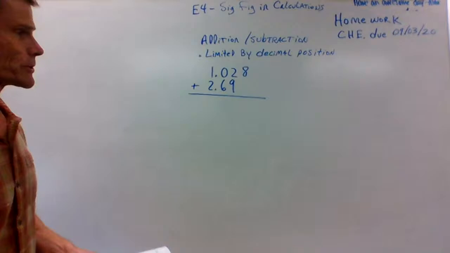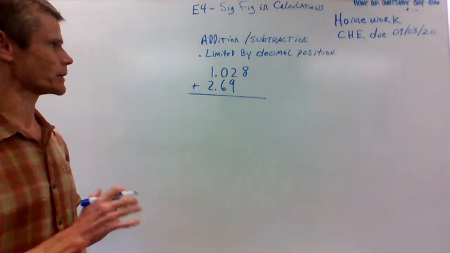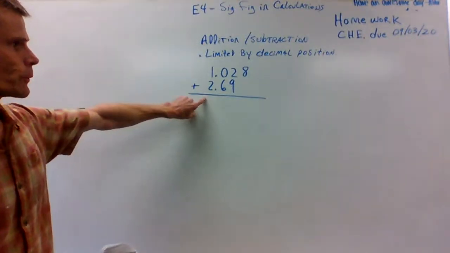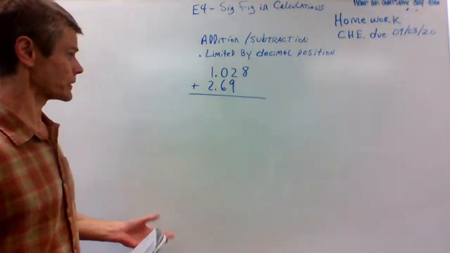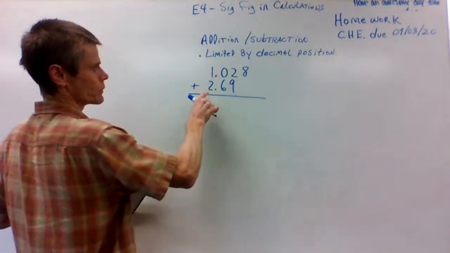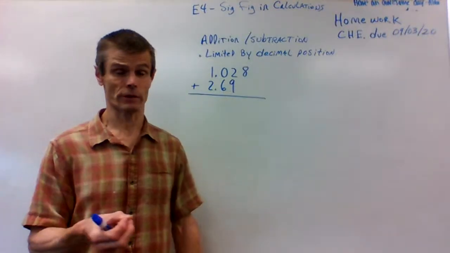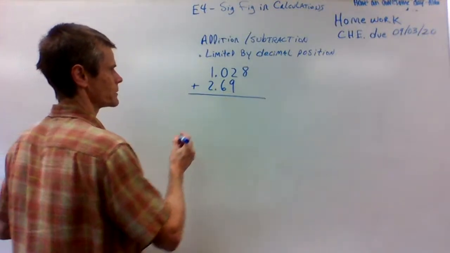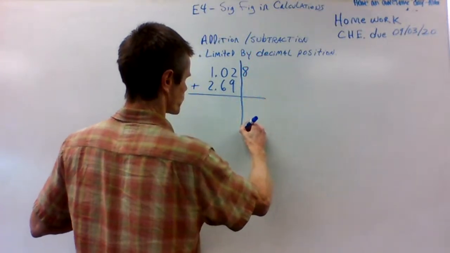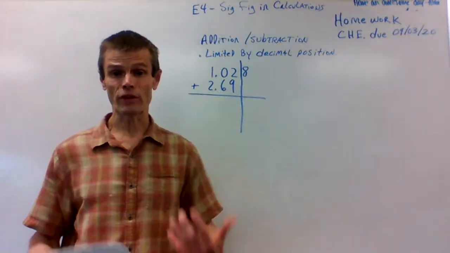Now, when we're adding these two numbers up, most people are just going to put them in their calculator. But I like to write them out and understand a little bit about what we mean by we're limited by decimal position. Our answer for this addition step is simply limited by the number that has the least decimal positions. And in this case, 2.69 only has decimals up to the hundredth position. So what I like to do is draw a line, sometimes a dotted line. Let's just use a solid line so everyone can see that. We're going to put a solid line there so we know where we're limited at when we do our addition step.